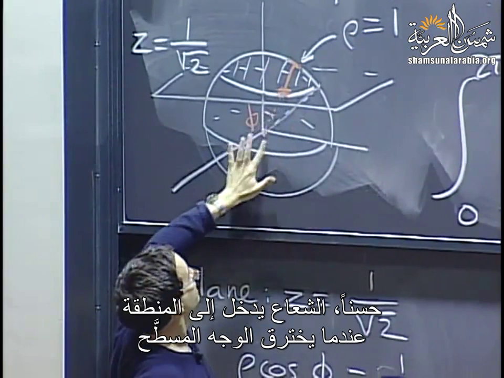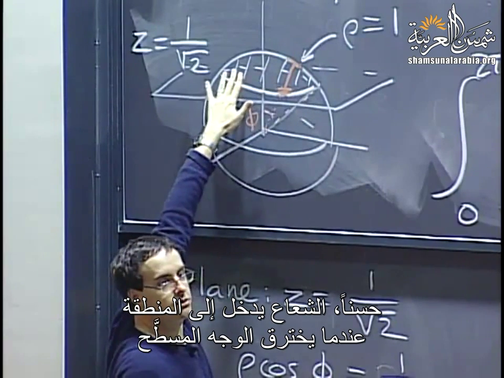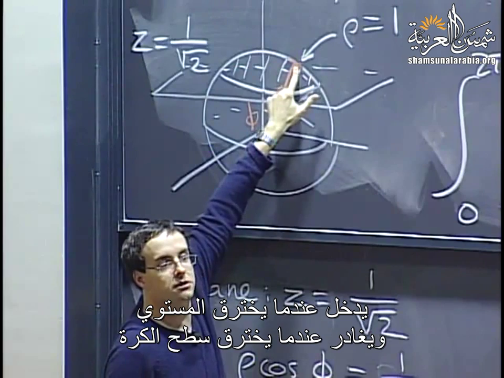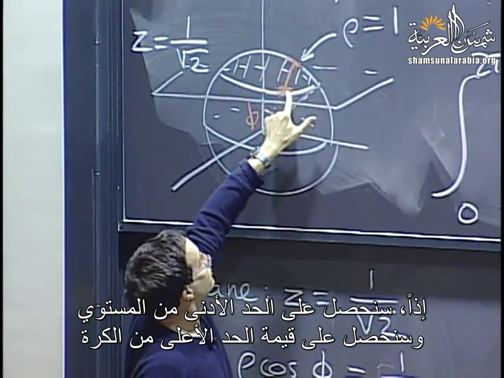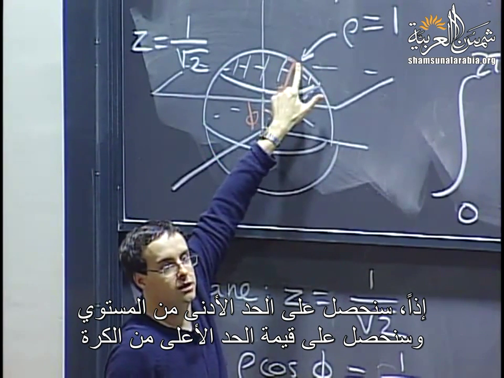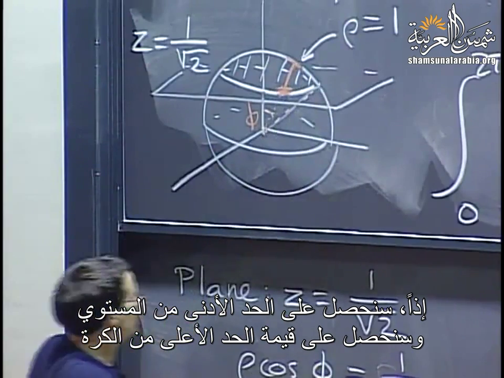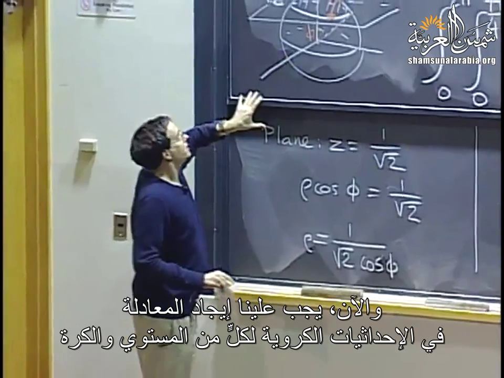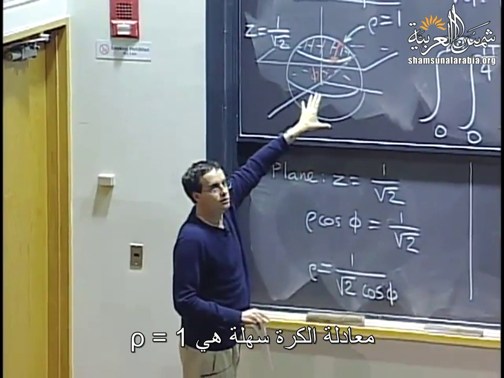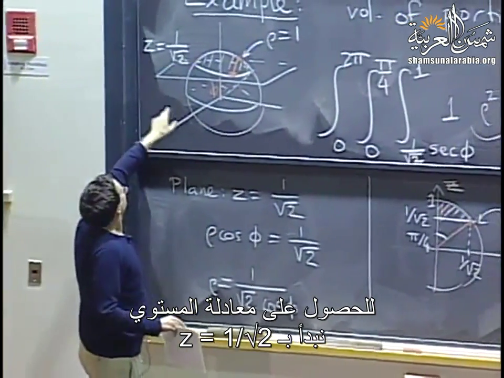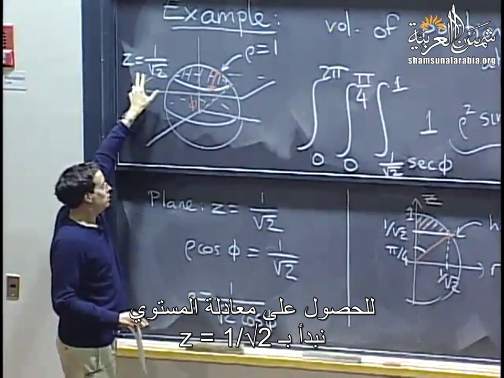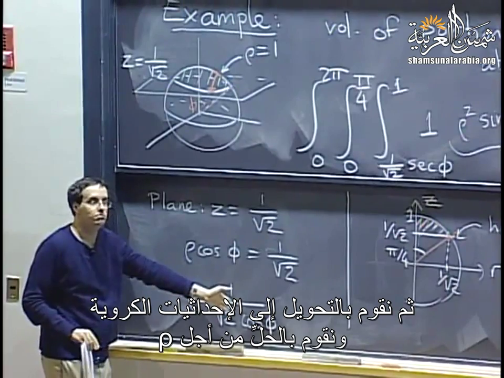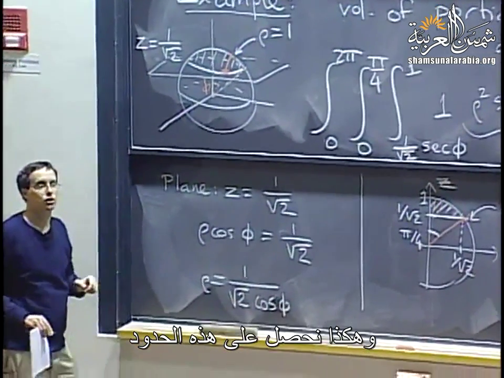Well, we enter when the ray hits the flat face, when we hit the plane, and we will leave when we hit the sphere. So the lower bound will be given by the plane, the upper bound will be given by the sphere. Okay? So now you have to get spherical coordinate equations for both the plane and the sphere. For the sphere, that's easy, that's rho equals 1. For the plane, you start with z equals 1/√2, and you switch it into spherical coordinates, and then you solve for rho. And that's how you get these bounds. Is that okay?